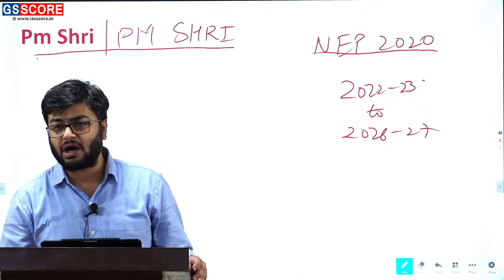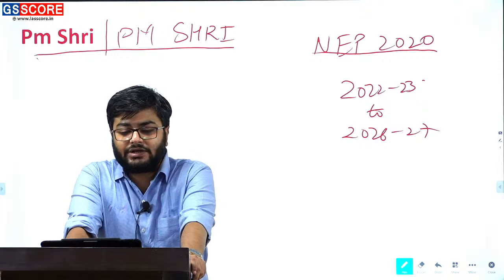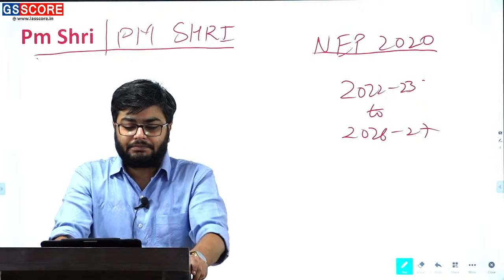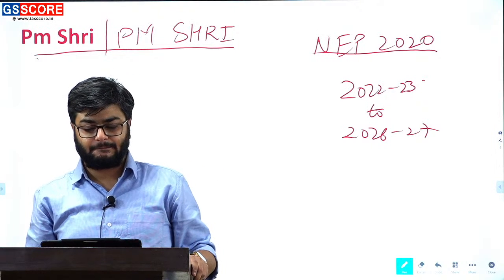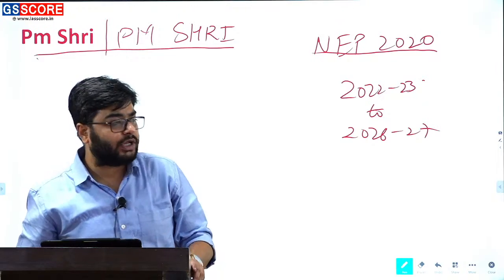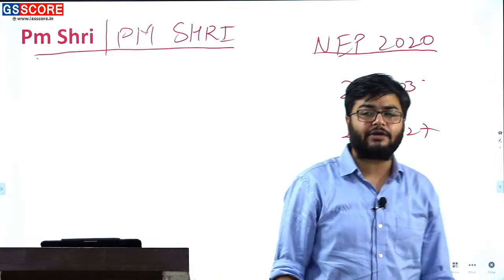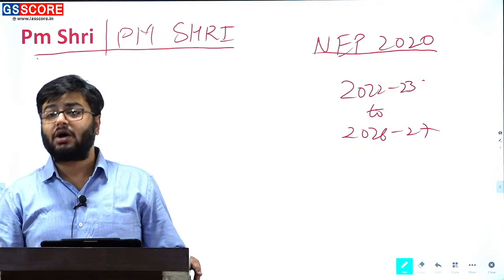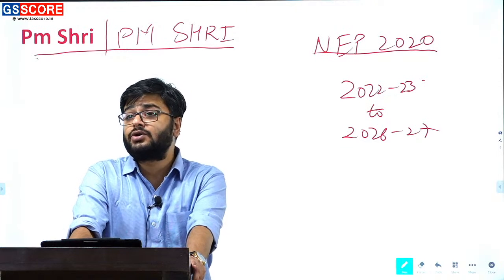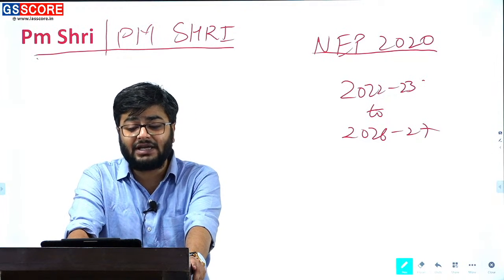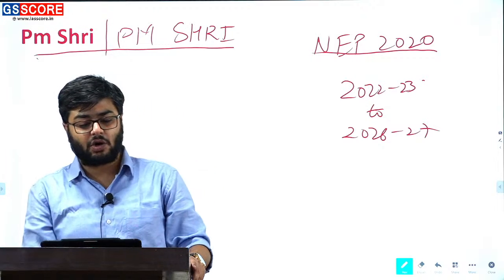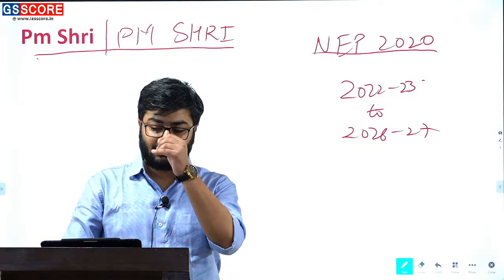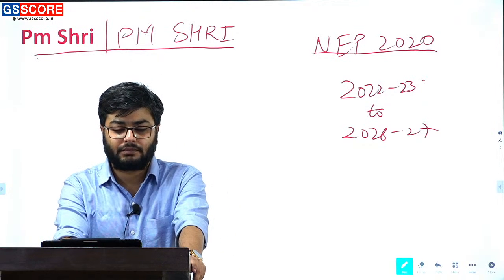Okay? Again, a competitive challenge method is being used, right? While 14,500 is a tentative number, it is not a fixed number. It can be more, it can be less, right? Also, like I said, existing schools. So your Kasturba Balika Vidyalayas, KVs, Jawahar Navodaya Vidyalayas, all of them are eligible. Okay?